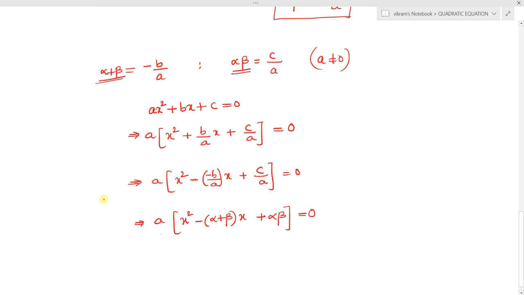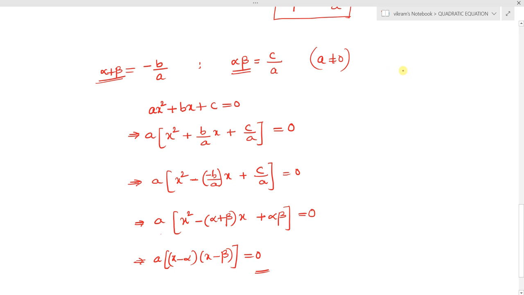which can also be written as a into x minus alpha into x minus beta equals 0. If we expand this, x minus alpha into x minus beta, we will get x square minus alpha plus beta times x plus alpha beta. So now any quadratic equation can be written this way if we know the roots.